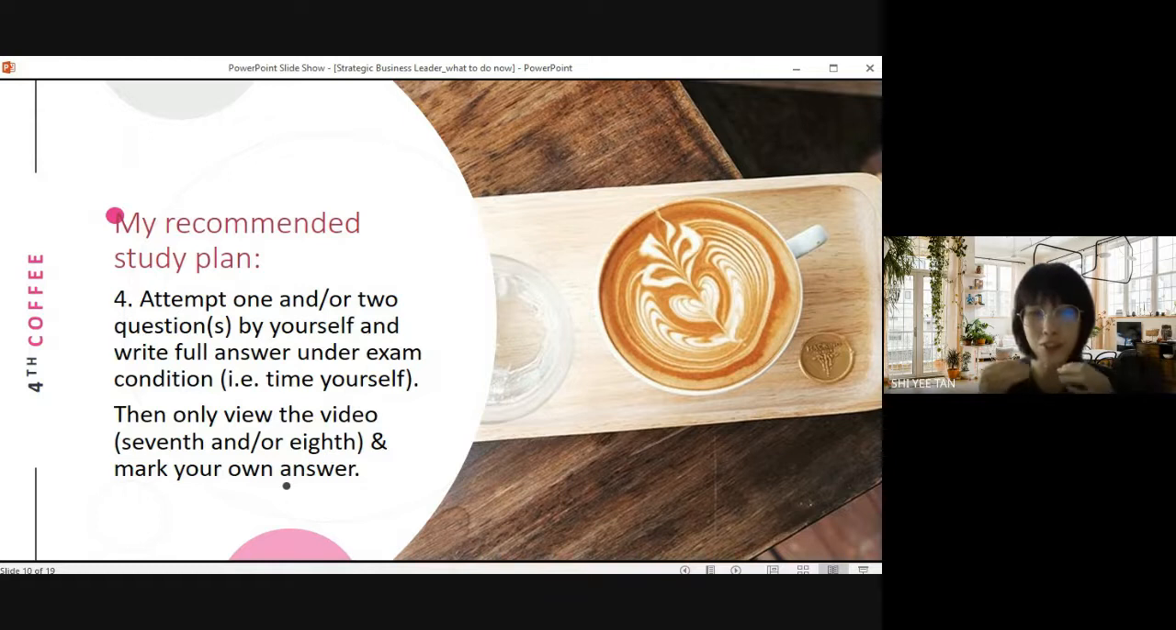So you are going to attempt the questions and time yourself accordingly. Then only you view the video to mark your own answer. So the difference between the third stage and the fourth stage is that in the third stage you are not going to time yourself, but in the fourth stage you are going to time yourself. Okay, so this is my recommended study plan.